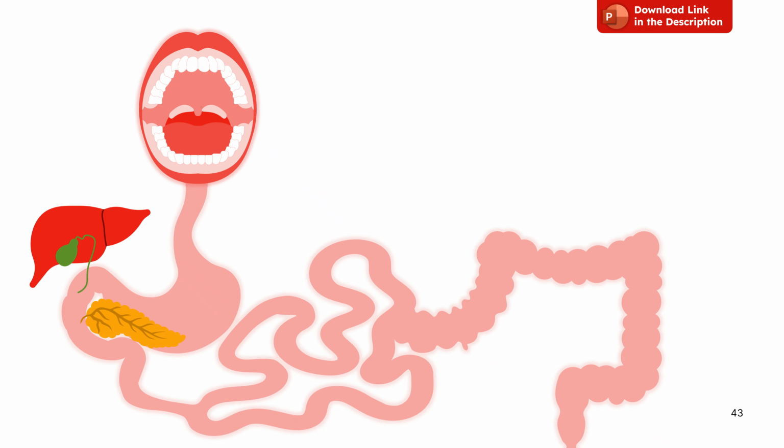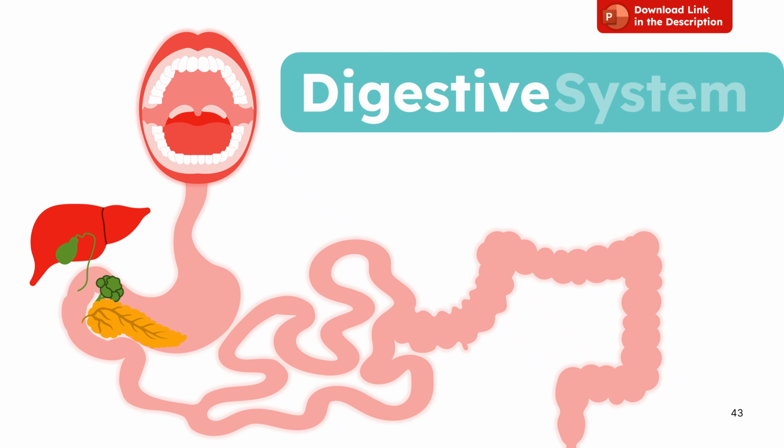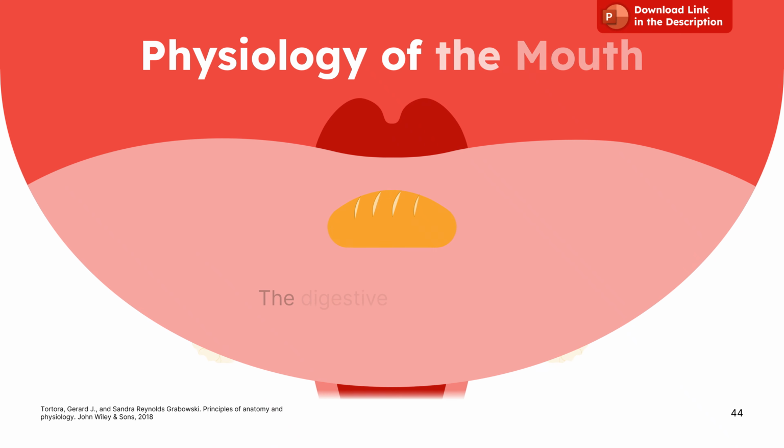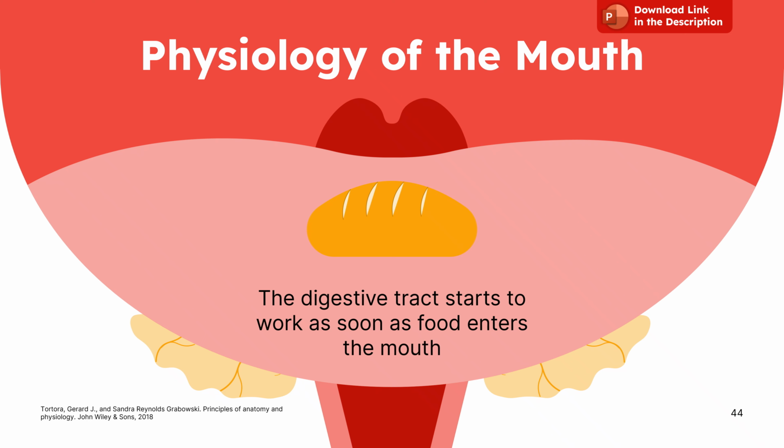Together, these features enable the large intestine to perform essential roles in absorption, protection, and immunity. After gaining an overview of the anatomy of the digestive system, the next section will transition to its physiology. The digestive tract starts to work as soon as food enters the mouth.